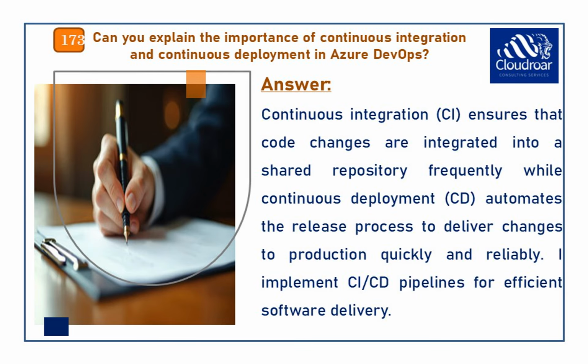Question 173. Can you explain the importance of continuous integration and continuous deployment in Azure DevOps? Continuous integration, CI, ensures that code changes are integrated into a shared repository frequently, while continuous deployment, CD, automates the release process to deliver changes to production quickly and reliably. I implement CI/CD pipelines for efficient software delivery.